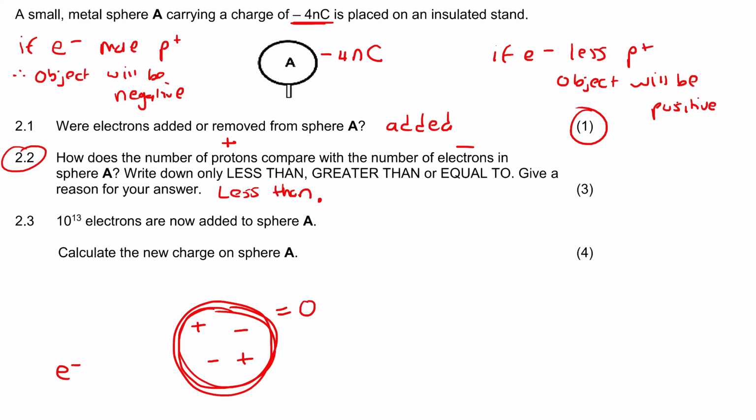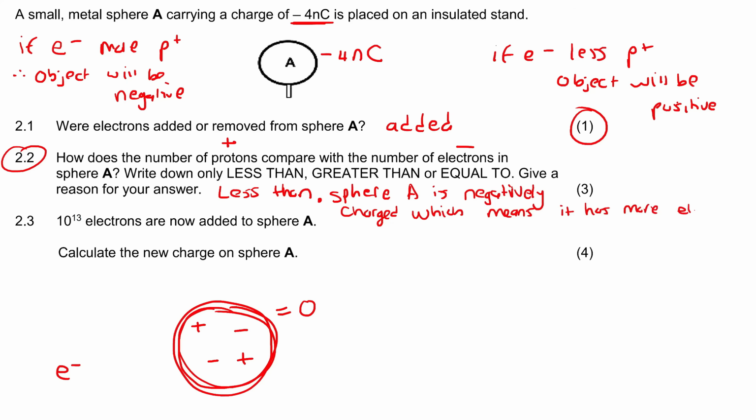We can just say that sphere A is negatively charged, which means it has more electrons than protons. Or you could even say less protons than electrons. Whatever you want to do, just remember it's got more electrons and less protons.